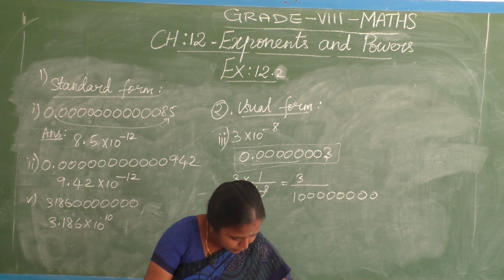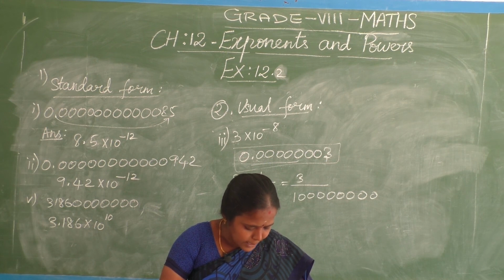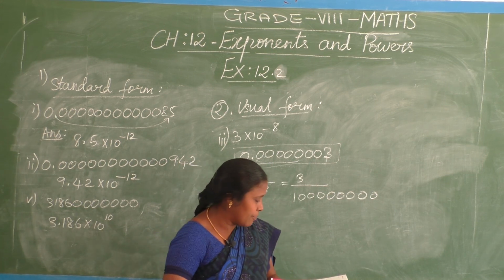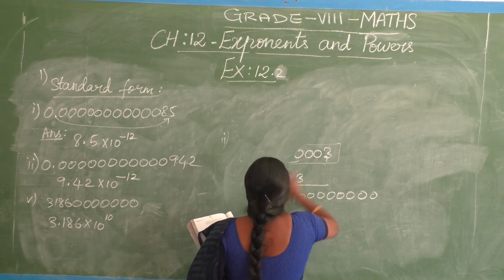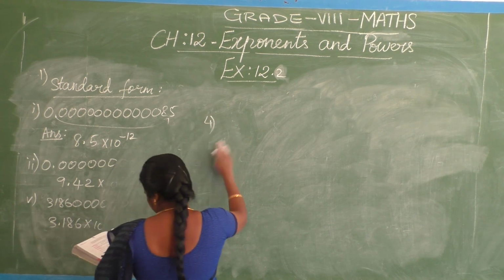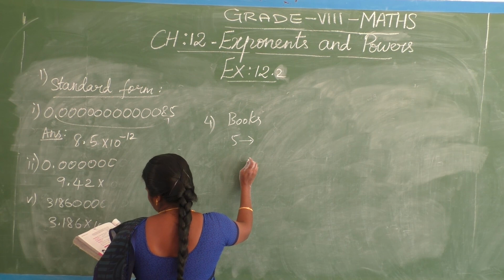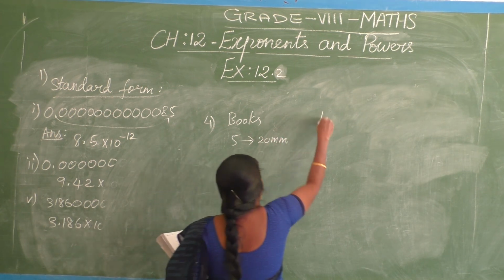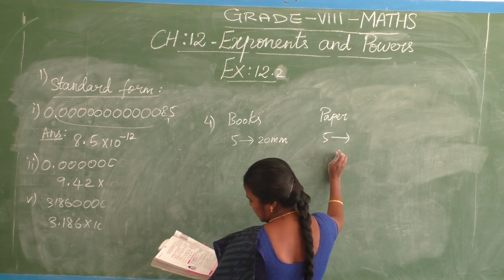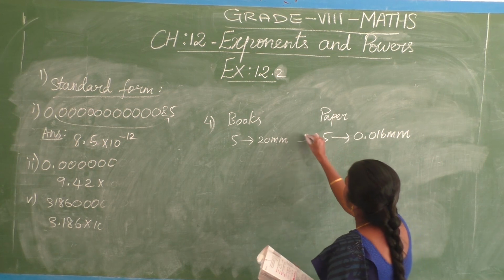Fourth question. In a stack, there are 5 books, each of thickness 20 millimeter, and 5 paper sheets, each of thickness 0.016 millimeter. What is the total thickness of the stack? One word problem is given in this question. See, these are books, 5 books here, each book thickness is 20 millimeter. Here paper sheets, how many? 5, each paper thickness also 0.016 millimeter. That means what is the total? This plus this they are asking.